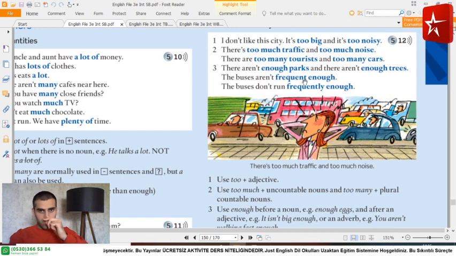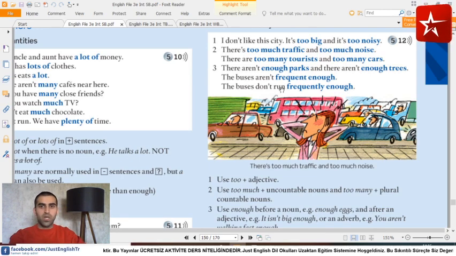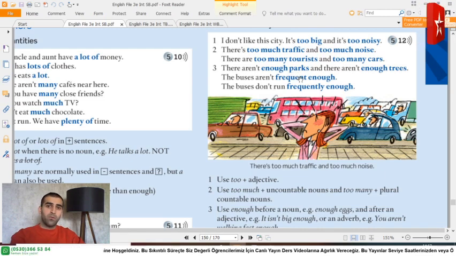And the next one, the buses don't run frequently enough. So frequently, on the other hand, is an adverb. You can say the buses don't run frequently enough. So after an adjective and an adverb, we can use enough. And if we have nouns, we must use enough before nouns. After adjectives and adverbs, before nouns.